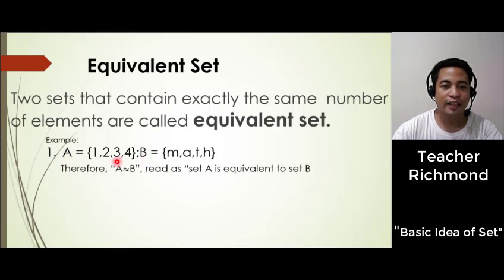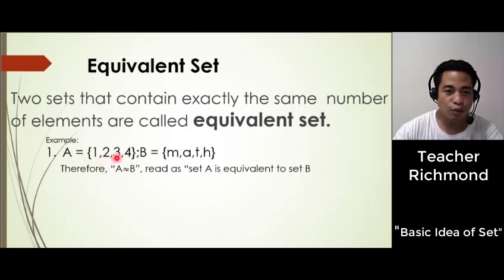Why is it they are equivalent sets? Yes, because these two sets, set A and set B, have the same number of elements. How many elements are in set A? We have 1, 2, 3, 4. What about in B? How many elements are in set B? 1, 2, 3, 4. Therefore, example number 1, set A and set B are equivalent sets.